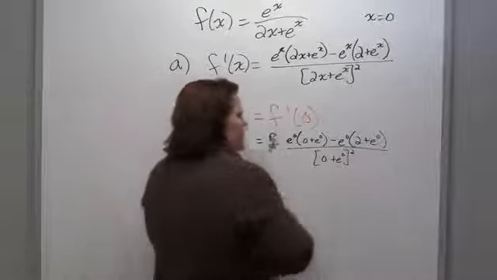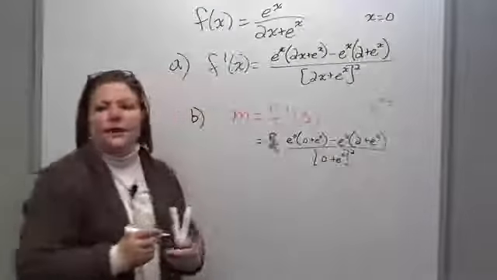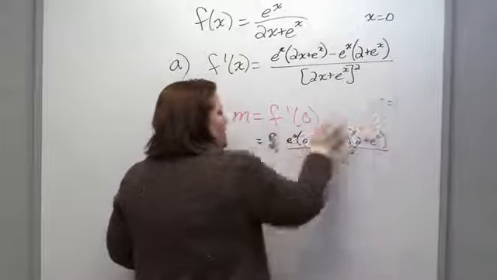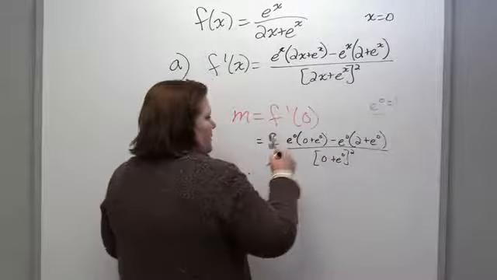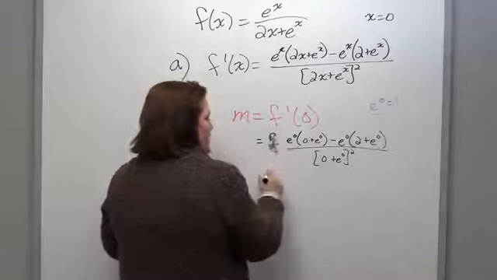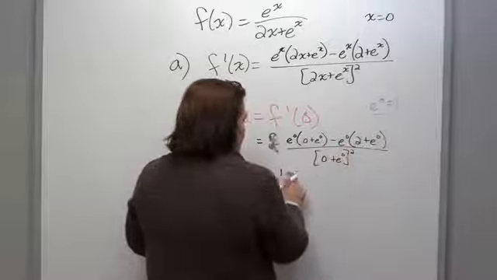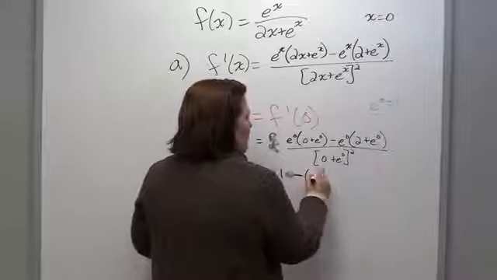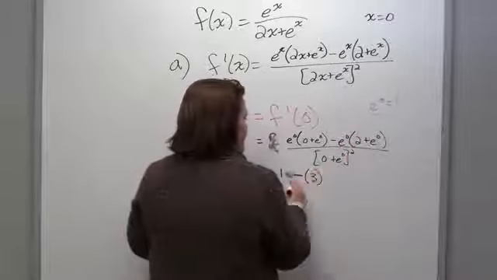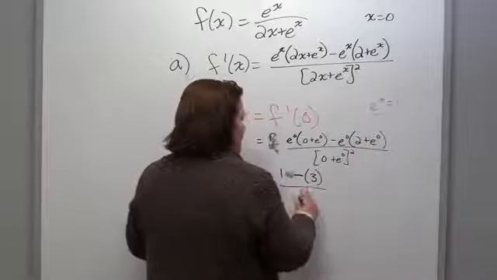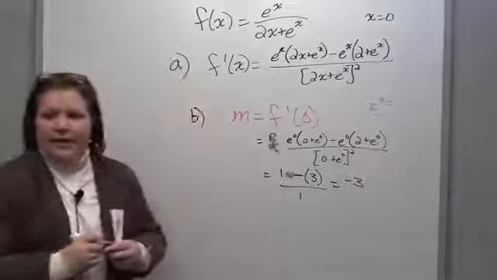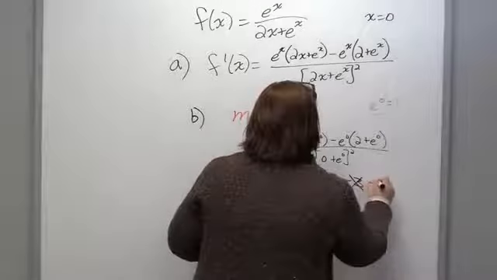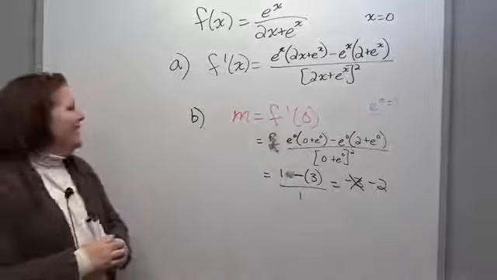And remember, e to the 0 equals 1 to help us. Again, the better you are with that kind of arithmetic, you wouldn't necessarily need to write all this. So this simplifies to 1 minus, this is 1 times 3, all over 1 squared. So we have negative 3. Oops, sorry, not negative 3. Negative 2. Okay. So that's our slope.